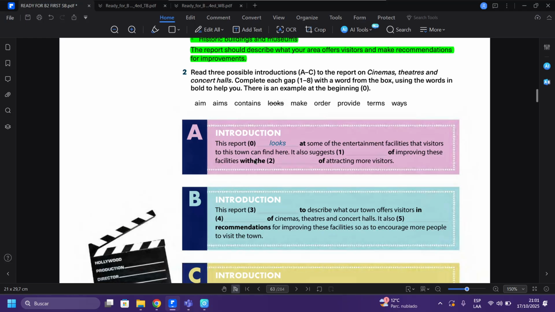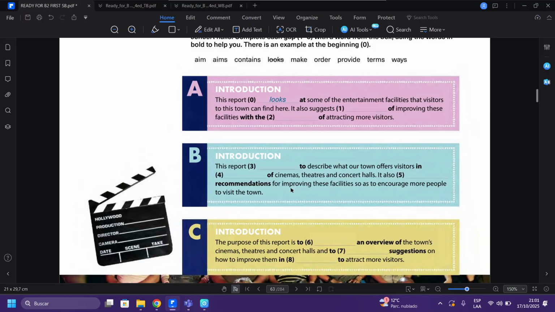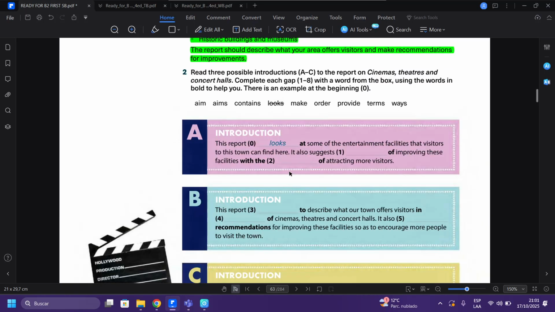For example, the one where I don't know if it is aim or aims. Aim means objective, actually. Aims as a verb. Yes, that is the meaning. Are both the same? Yes, they are the same, because of the structure. I'm going to show you why.